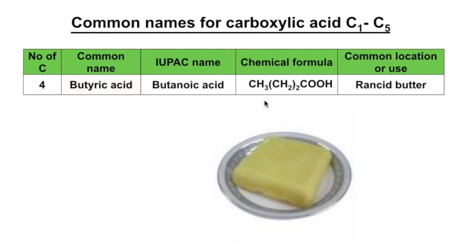For carboxylic acid with four carbons, the IUPAC name for this chemical is butanoic acid. This butanoic acid has a common name, which is butyric acid. This butyric acid is a chemical released from rancid butter that is no longer in good condition. So the flavor and smell released by this rancid butter is actually butyric acid.